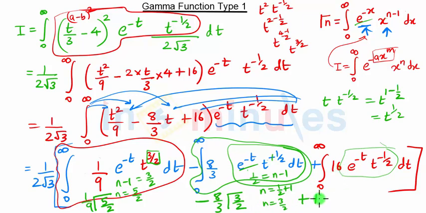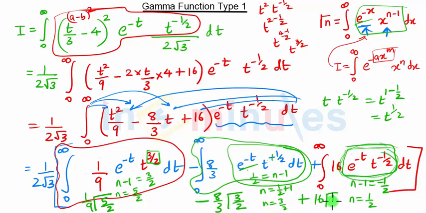Plus we have 16 into this term. This term is matching with this term. If we compare these two, we get n minus 1 equal to minus half, and n in our case will be half. So this term is nothing but 16 gamma of half. So again I am going to write this equation.